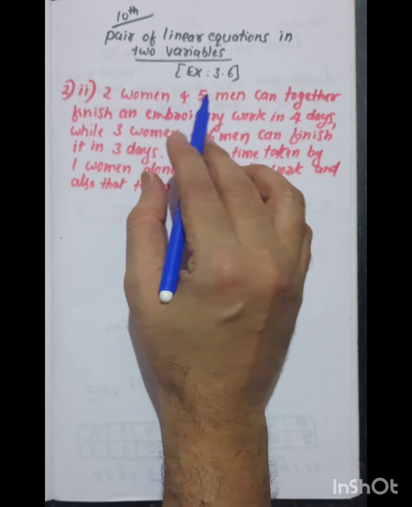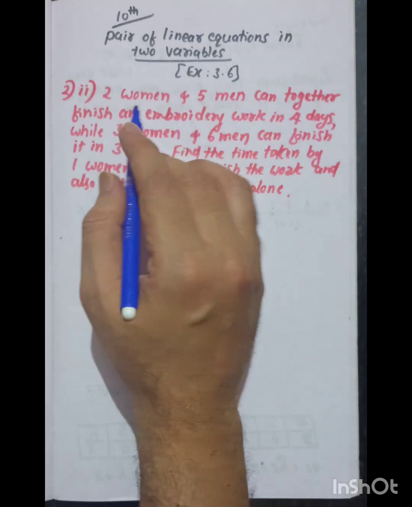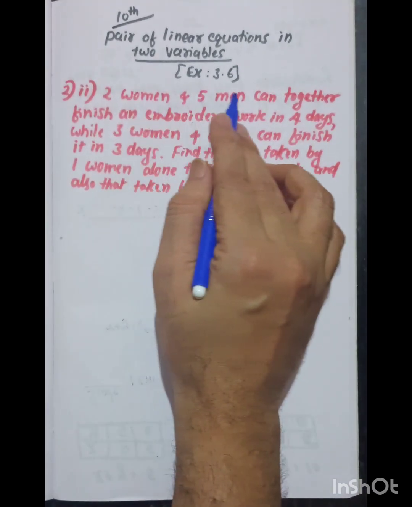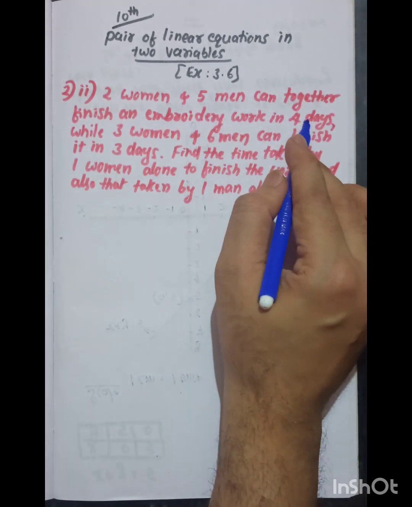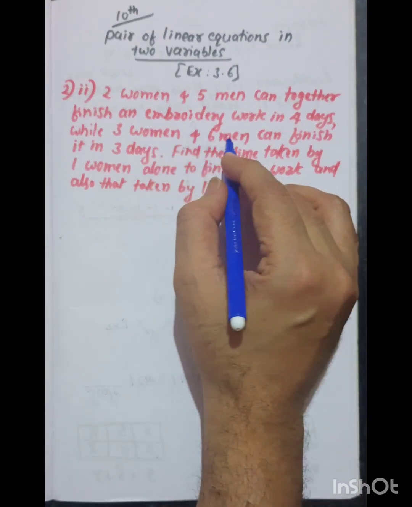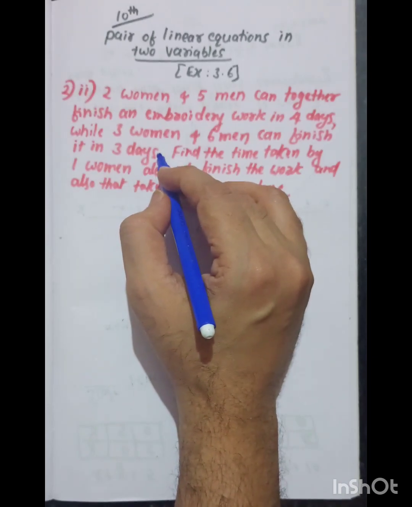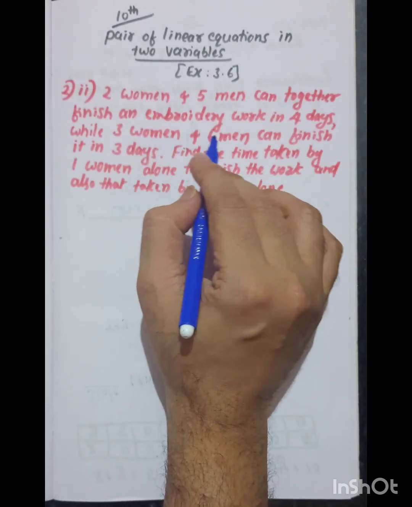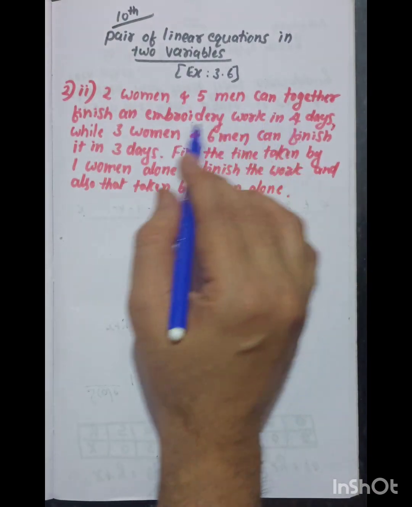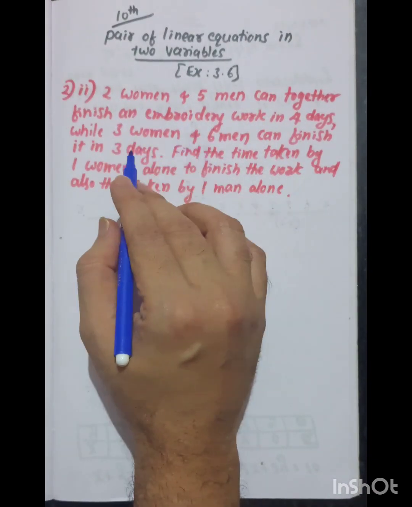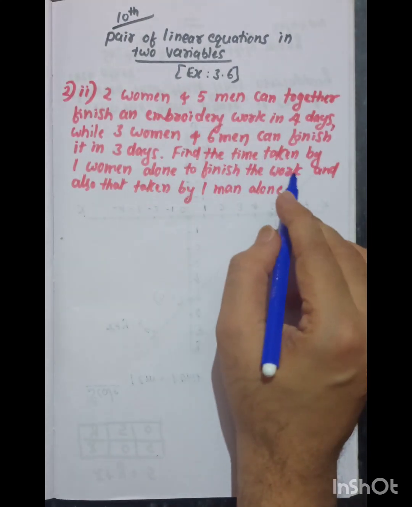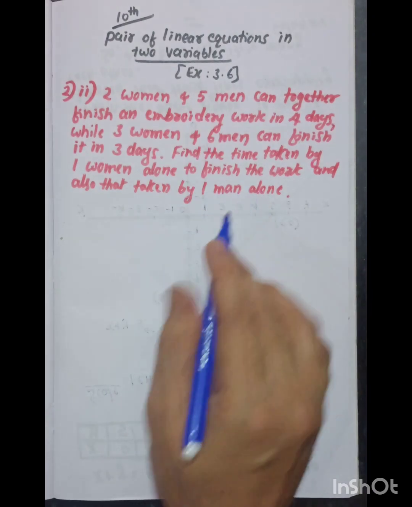2 women and 5 men can together finish an embroidery work in 4 days, while 3 women and 6 men can finish it in 3 days. Find the time taken by 1 woman alone to finish the work and also the time taken by 1 man alone.